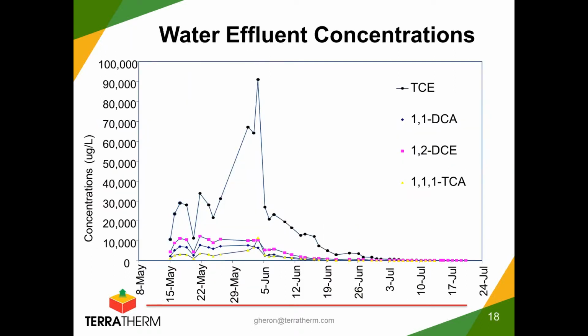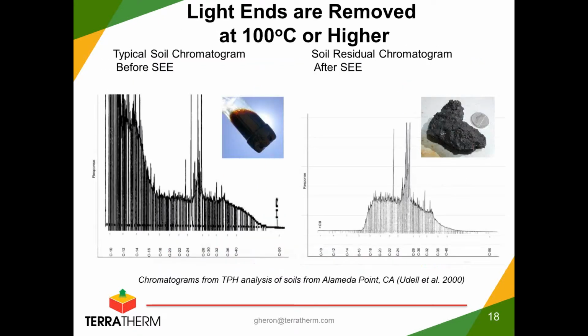Then we look at the dissolved concentrations, because it wasn't just the LNAPL we were after. The TCE, you see how it peaked around 5th of June, which is 20, 30 days in, and towards the end, the water was really low in concentration of all these things. We still had mass in the ground, but it was more the heavier TPH, as I'll show you in a minute. These are chromatograms of soils before on the left and after on the right.